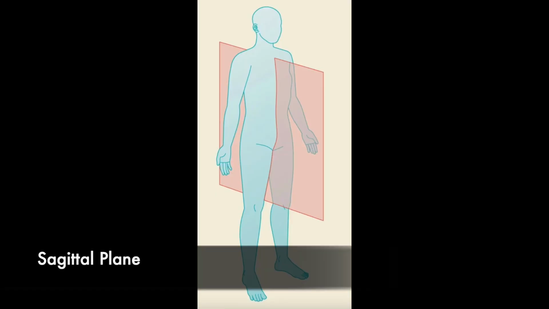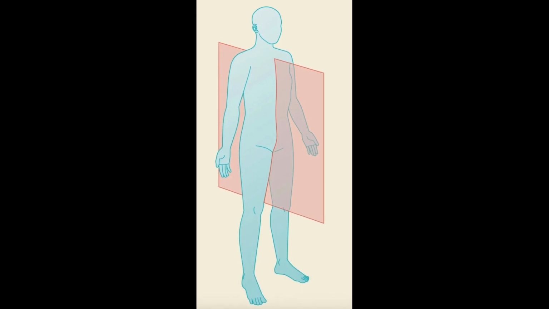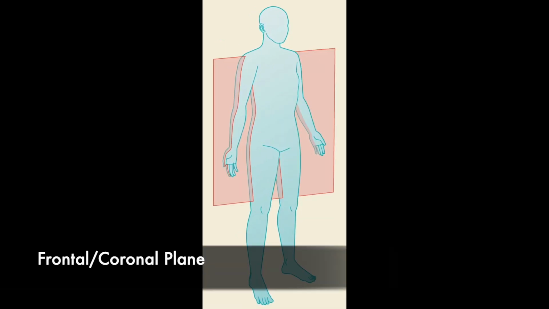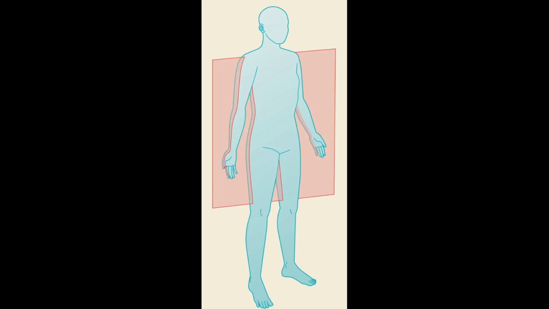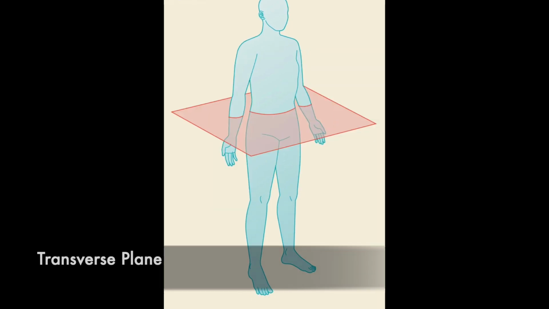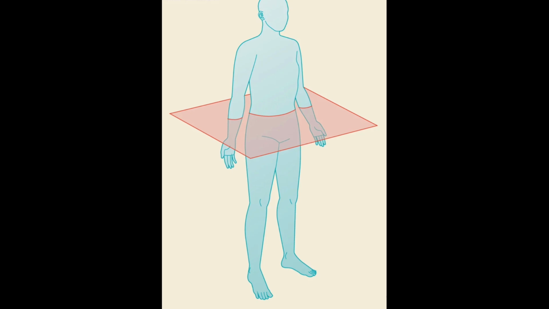So a plane of movement is essentially just an imaginary surface that slices through the body. And we have 3 main planes of movement. The sagittal plane, which divides the body into right and left halves. The frontal plane, or coronal plane, divides the body into front and back halves. And then the transverse plane, which cuts the body into top and bottom halves.